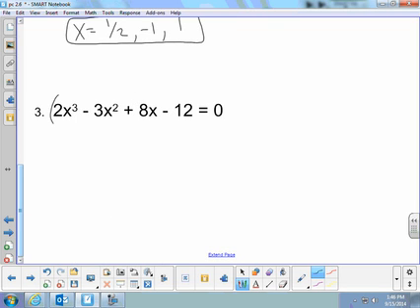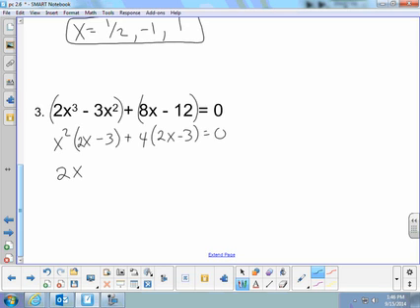Here, the first two go together. The second two go together, and this one's nice because there's a plus sign in front of that 8x. I don't have to worry as much about signs. Let's factor out an x squared. I'll be left with 2x minus 3. Here I'm going to factor out a 4. So now I've got the same thing in each set of parentheses.